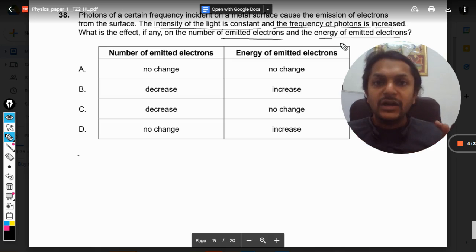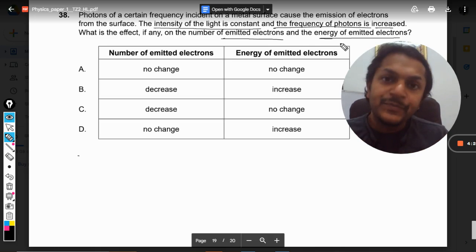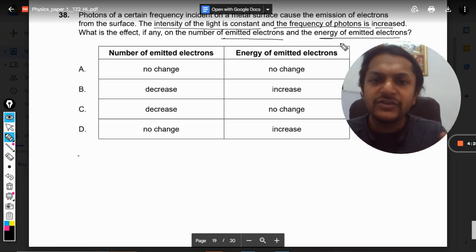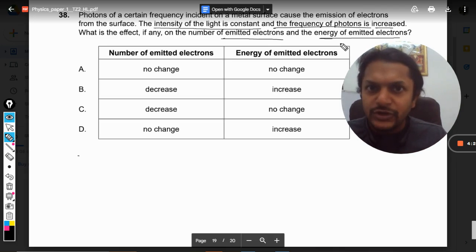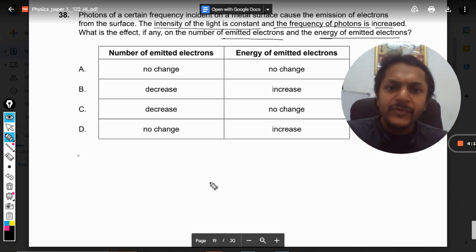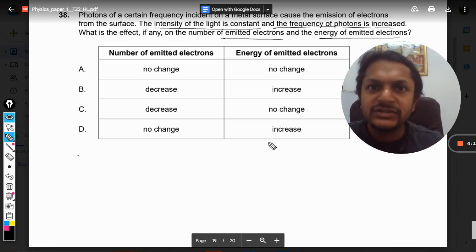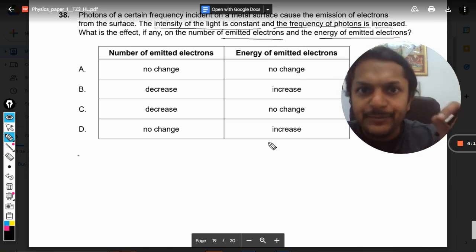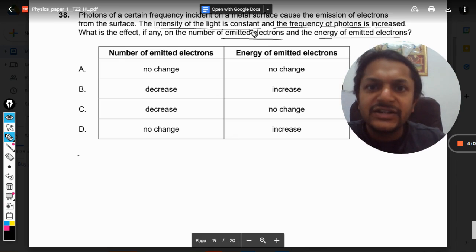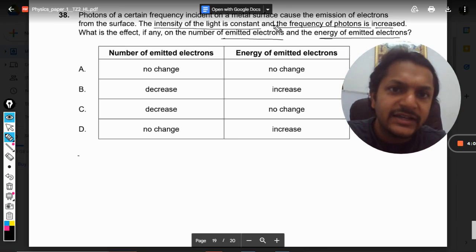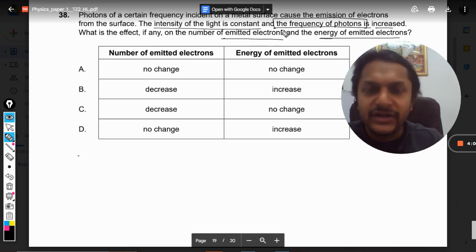See, I would say it's a very difficult question because generally this graph is not discussed in the books. There are a couple of graphs they do teach, but this graph is not available generally. So what is actually happening here is these are two different phenomena taking place at the same time. Number one, the intensity of the light is constant. This is a very complex statement, so I would be coming to this statement later. But the first thing is the frequency of photon is increased.